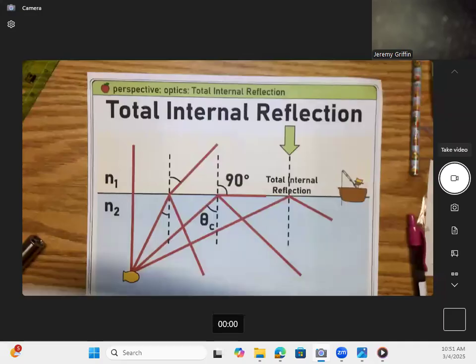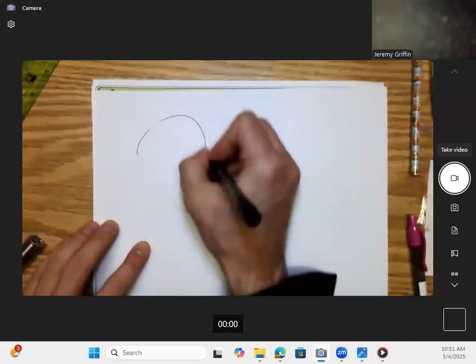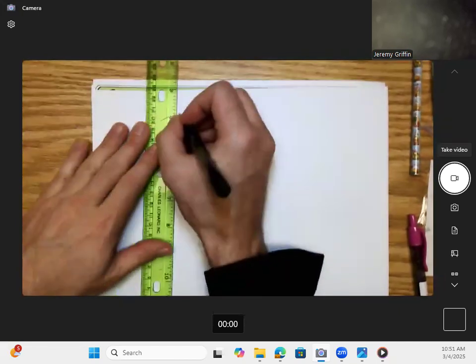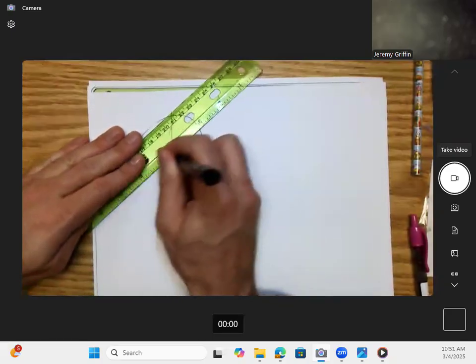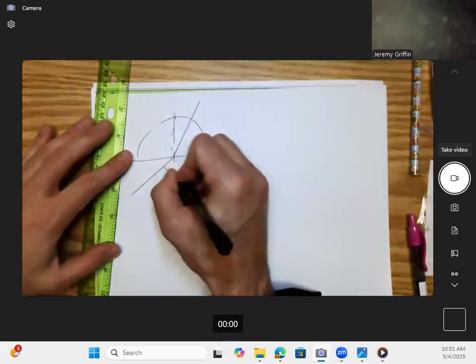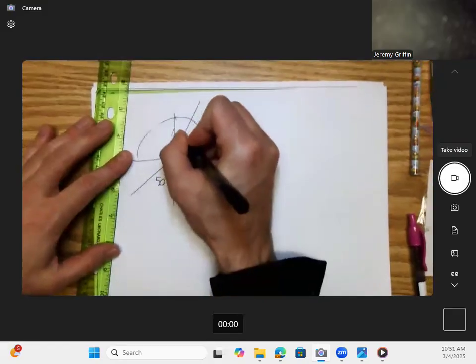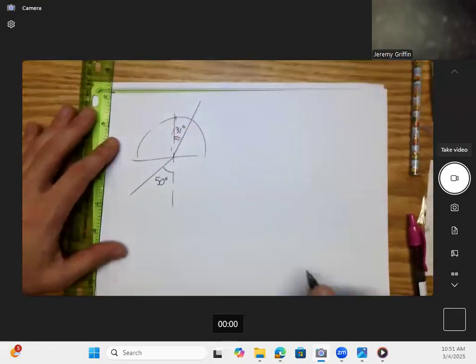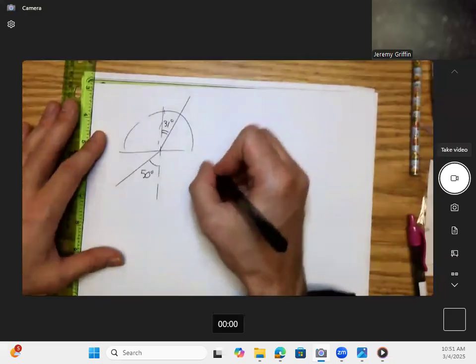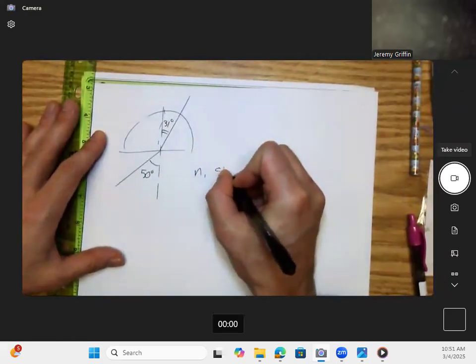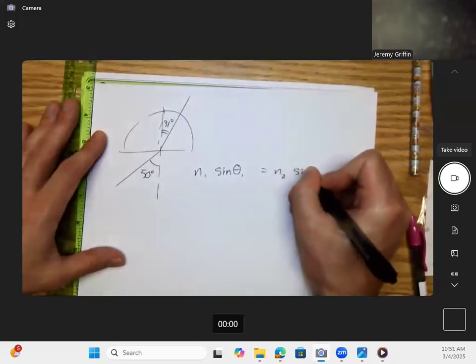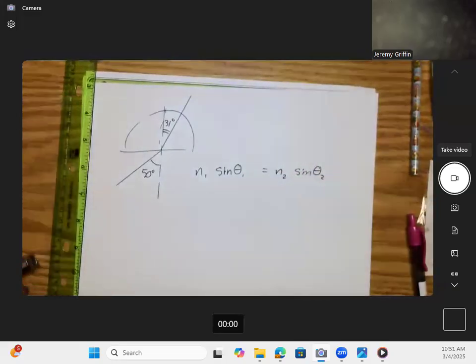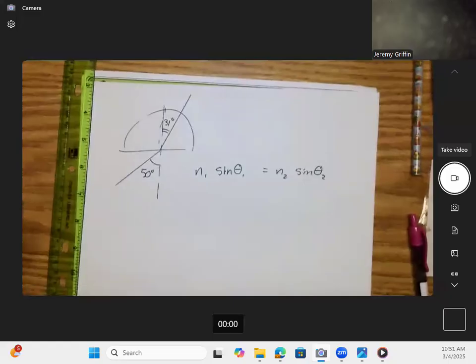So I'll sketch this out real fast. We got this going on. He was shining in the laser light this way, and it refracted out that way. So this was 50 degrees, and this was 31 degrees. True? See that? So let's go n1 sine theta 1 equals n2 sine theta 2. Okay? Is everybody paying attention here? Because you guys know you're going to do this in a few minutes, right?